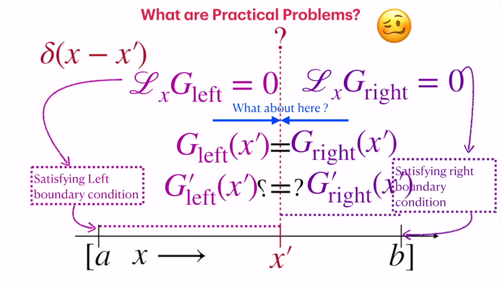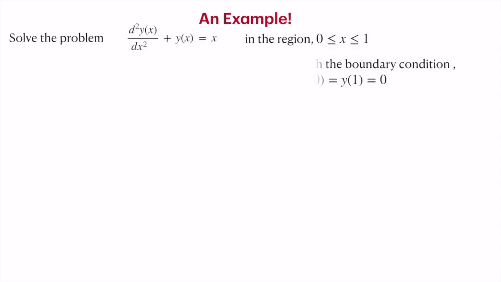For that, we need the property of a differential equation also. Let us go ahead and use it for an example. Let's solve the differential equation d square y by dx square plus y of x is equal to x in a region between 0 and 1. That is the interval in which we want it, and the boundary condition we need is y of x at x is equal to 0 and y of x at x is equal to 1 should be 0.